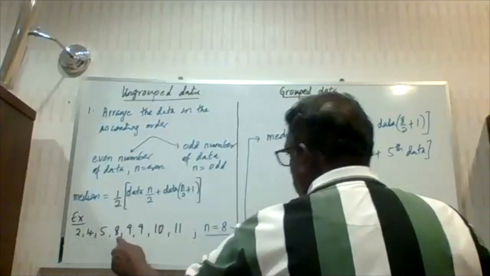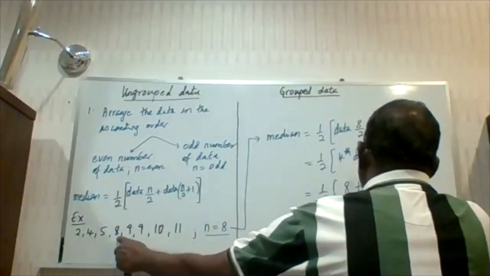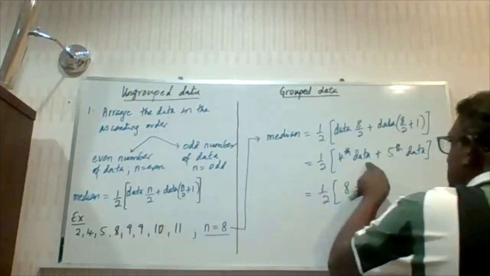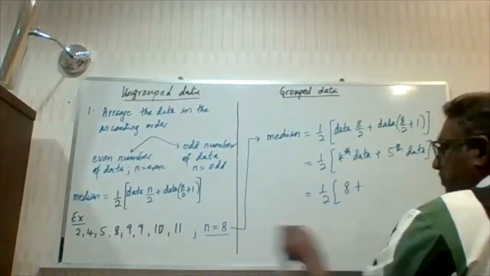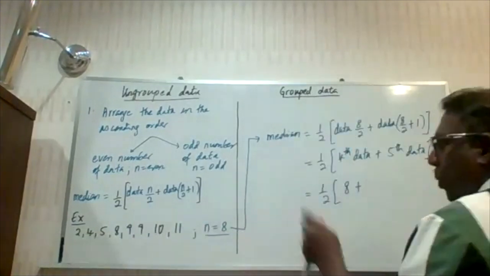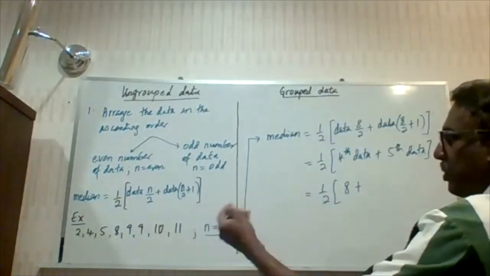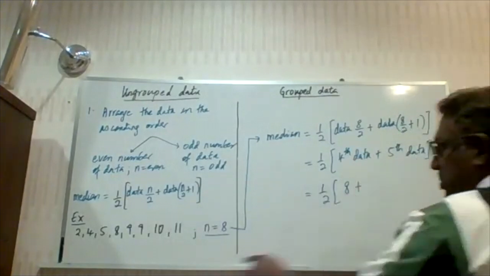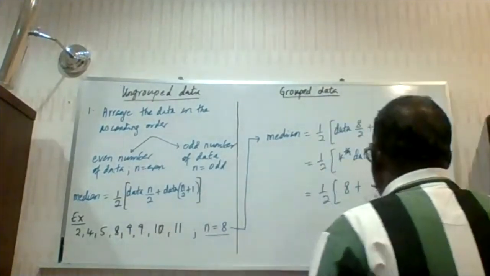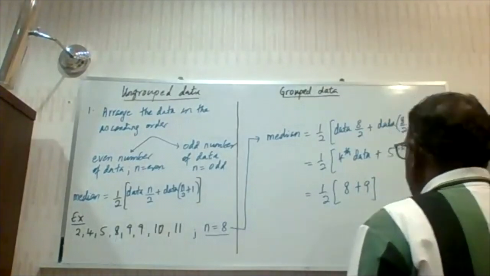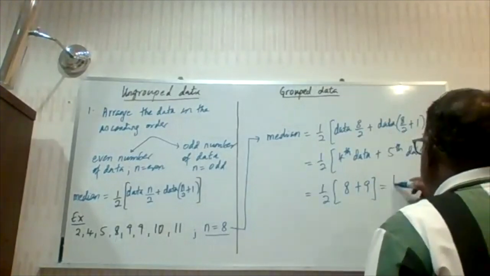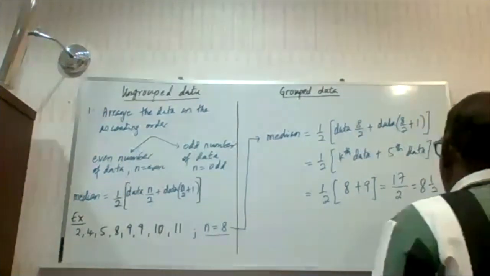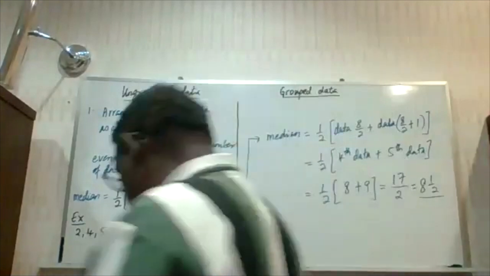1, 2, 3, 4. The fourth data is 8. This is just telling you what value to pick. In this arrangement, what are the two values I should pick? So I picked the fourth. Next will be the fifth, 9, and I divide by 2. So that will be 17 over 2, and my median is 8.5.